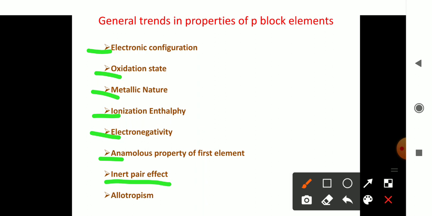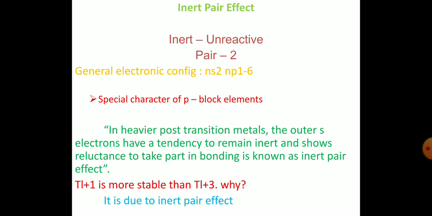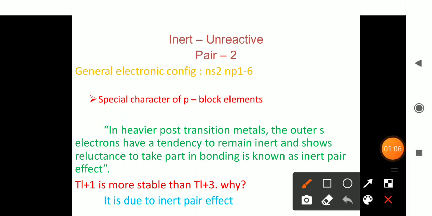We can discuss what is called the inert pair effect. First we must know the meaning of the terms inert and pair. The word inert means unreactive; its reactiveness will be very low. Pair means a couple of anything. So in inert pair, the term pair represents a pair of electrons, and the inertness of a pair of electrons is called the inert pair effect.